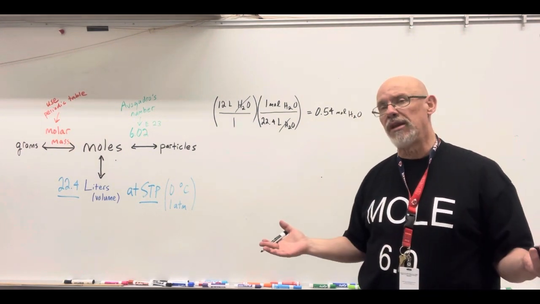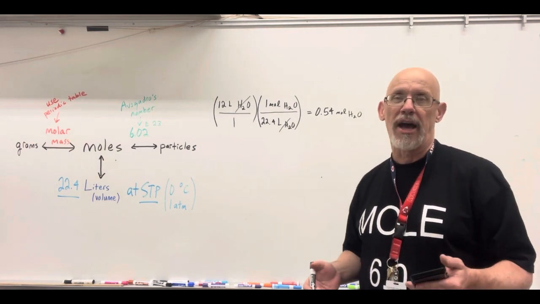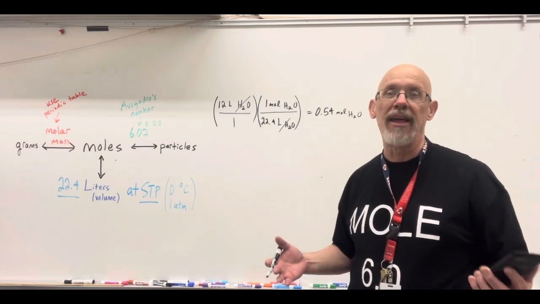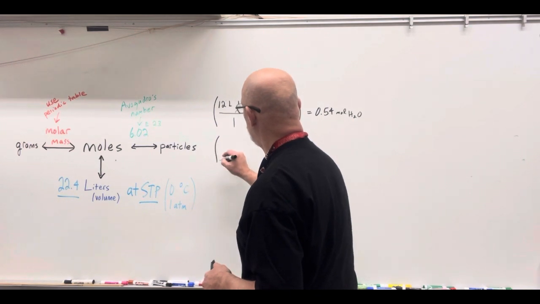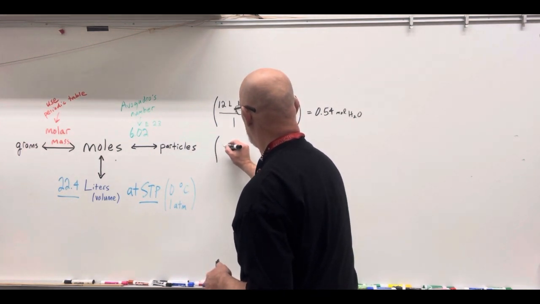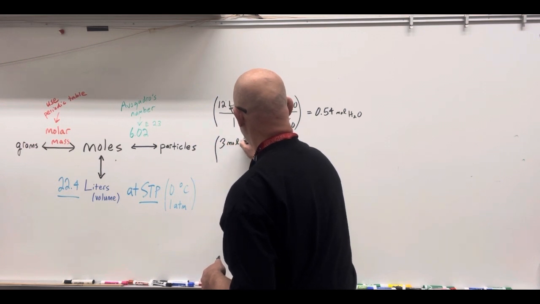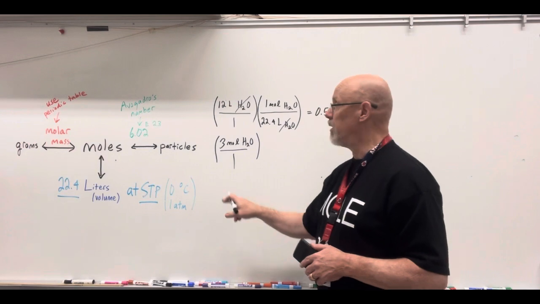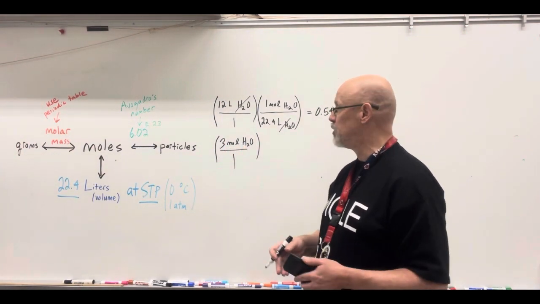But suppose instead of giving us liters that some wise guy says, oh, I know I have a certain amount of moles and I want you to tell me what that is. Well, okay, let's try that out. Instead of 12 liters of water, let's say that we've got, I don't know, 3 moles of water. And we write that as a fraction over 1. The number is 3, the unit is moles, the substance is water, H2O.